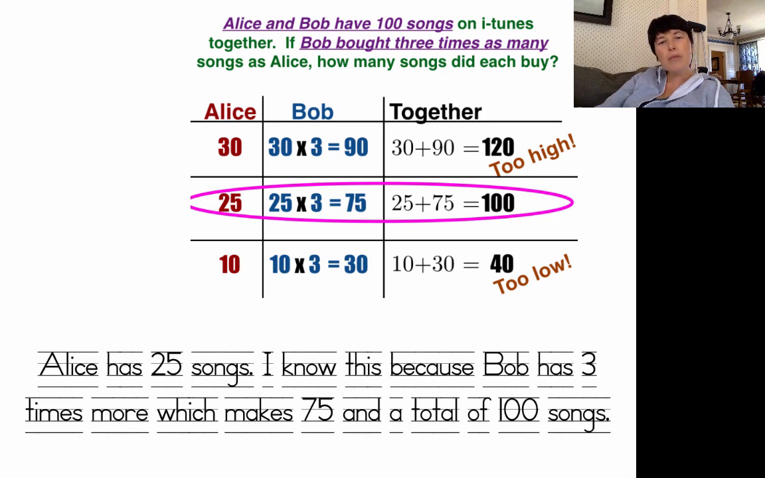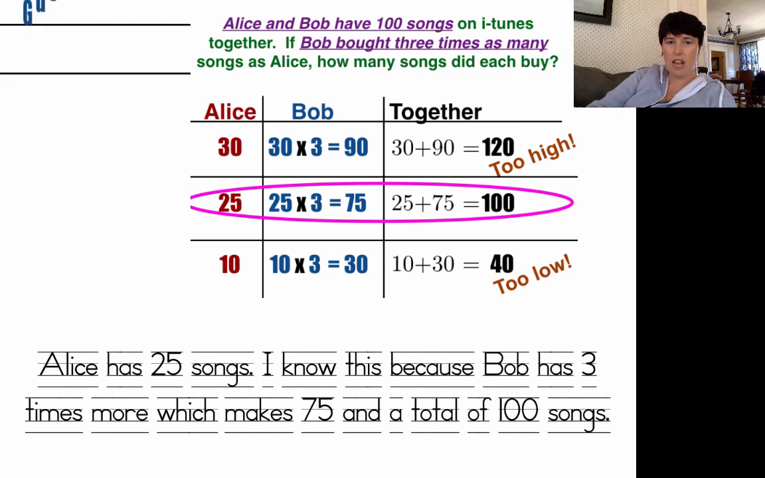I just want someone to read my work and know, like, I really get this. So my sentence is kind of that, like, cherry on top. It's the last little piece that I want to make this perfect. So Alice has 25 songs. I know this because Bob has 3 times more, which makes 75, and a total of 100 songs. Now my work is really clear. To be honest, I could step back and look at the table and the sentence, and probably someone would think, like, wow, she's really got this down. She understands guess and check.